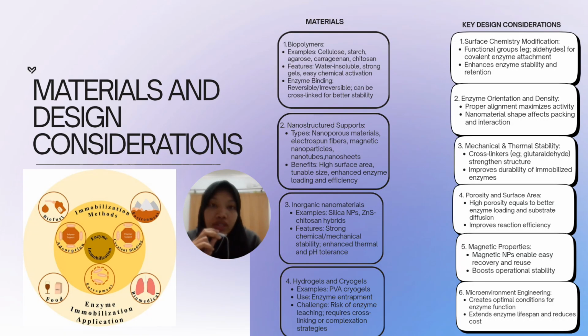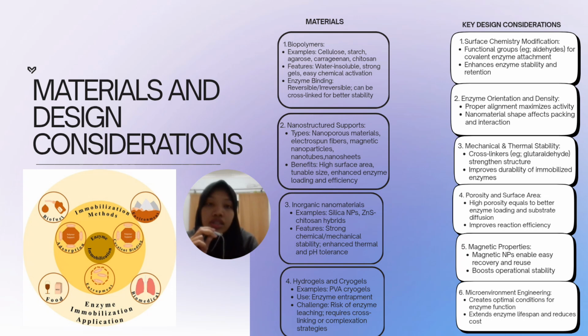And next for materials. First is biopolymer. The example materials for biopolymer are cellulose, starch, agarose, carrageenan, chitosan, and its features are water insoluble, strong gels, and easy chemical activation. And it also enzyme binding, which is reversible or irreversible and can be cross-linked for better stability.